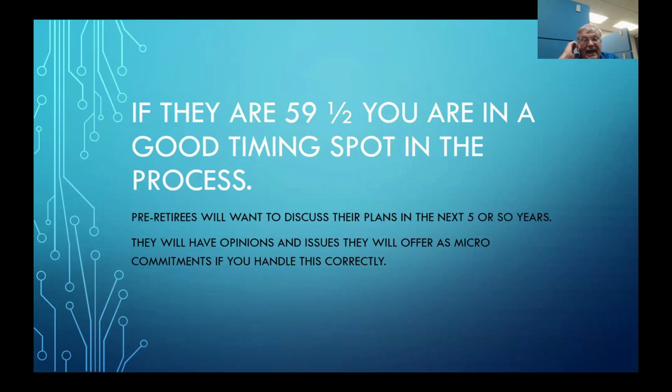If they're 59 and a half, you are in the good timing spot in the process. Pre-retirees will want to discuss their plans in the next 5 or so years. They will have opinions and issues, and they will offer micro commitments if you handle this correctly. Listen to what they have to say.